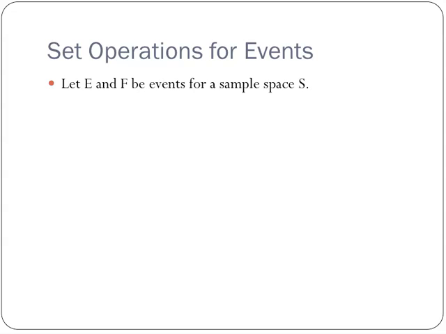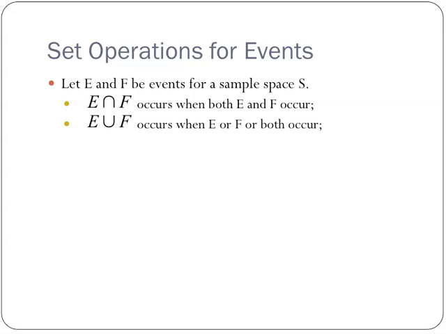Now, we talked about E intersect F. That occurs when both E and F occur. When you have E union F, that occurs when E or F or both occur. Now that really is just the definition that you have already seen with set operations, but we're talking about events and we're talking about sample spaces. And then lastly, E prime occurs when E does not occur. So anything that's not within your set E.